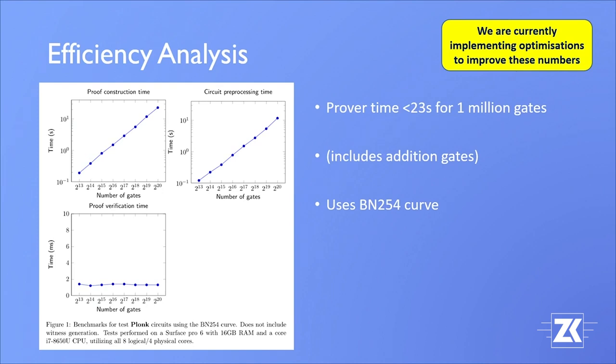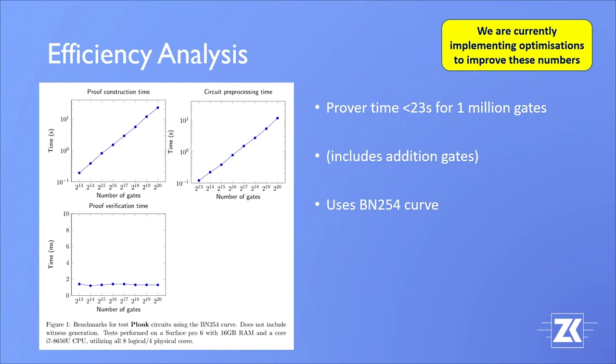We have some benchmarks now. Our proof construction library is very new. It is only a few weeks old. Proof of concept, health warnings and all of that. But we were getting quite good times for both the prover and the verifier. Specifically, for about 1 million gates, the proof construction time was under 23 seconds, and there's quite a lot of low-hanging fruit we can do to optimize that. And this is all using the BN254 curve, which is the curve that Ethereum supports with precompiles.